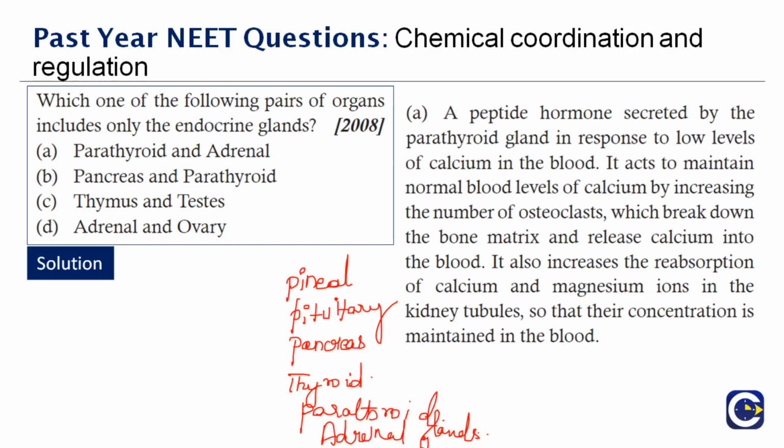A peptide hormone is secreted by the parathyroid gland in response to low levels of calcium in the blood. It acts to maintain the normal blood levels of calcium by increasing the number of osteoclasts, which break down the bone matrix and release calcium into the blood. So now you understand what the answer is. It is also seen to increase the reabsorption of calcium and magnesium ions in the kidney tubules, so that their concentration is maintained in the blood. Therefore, the right answer to this question is option A.